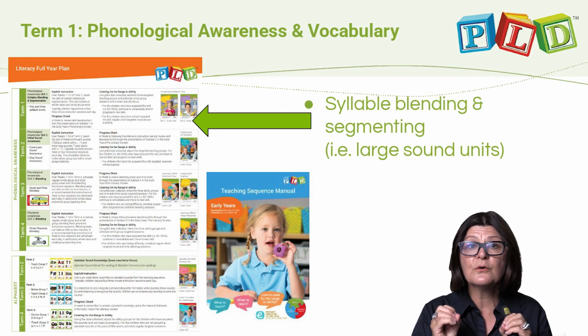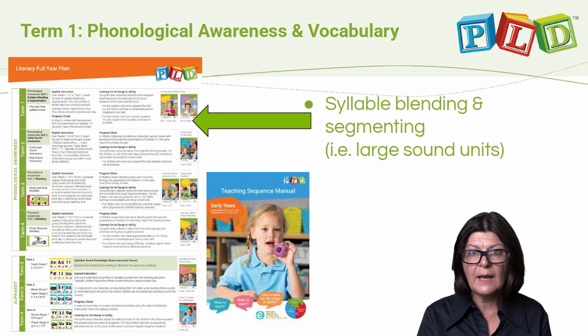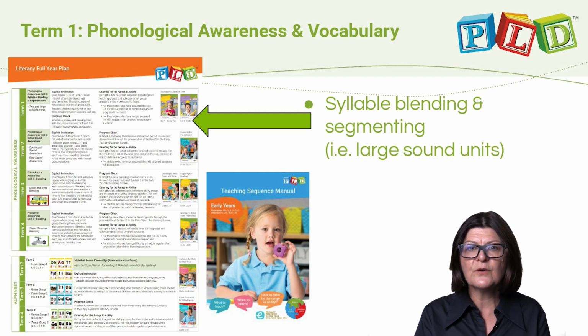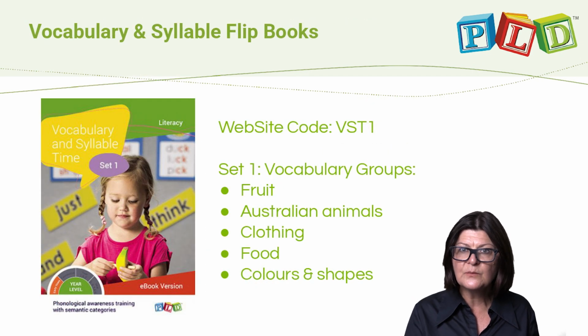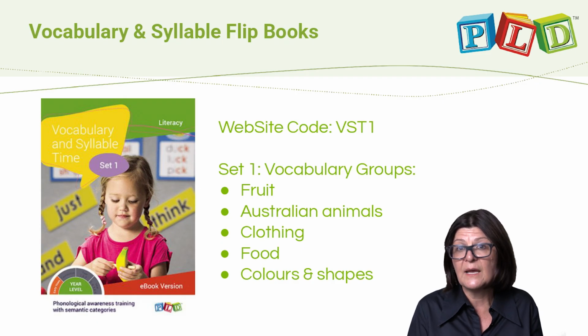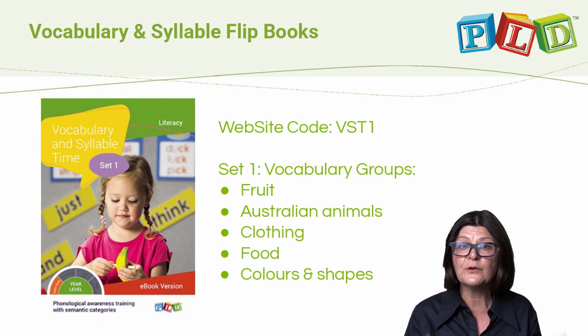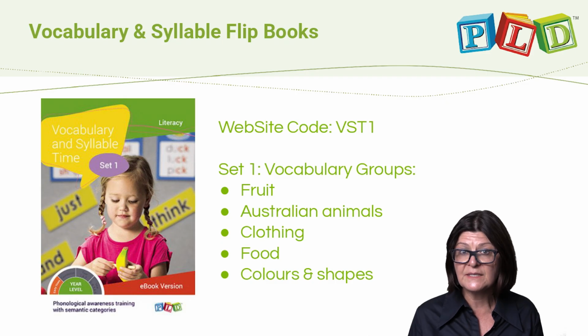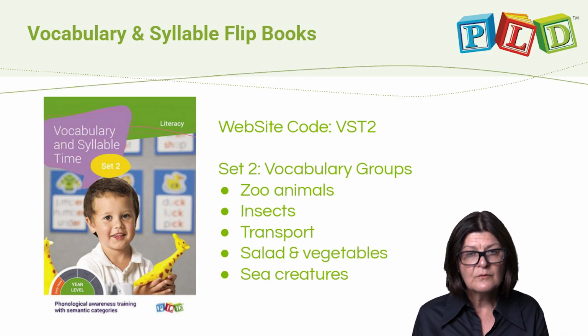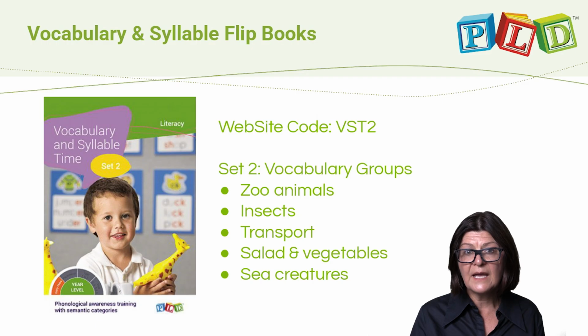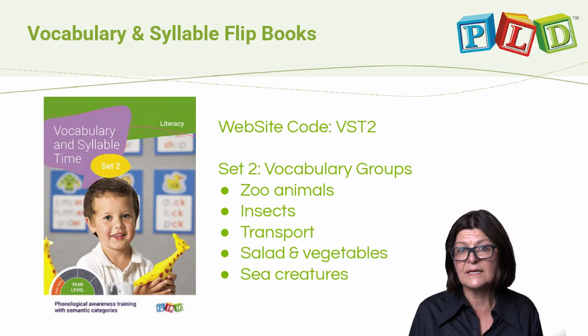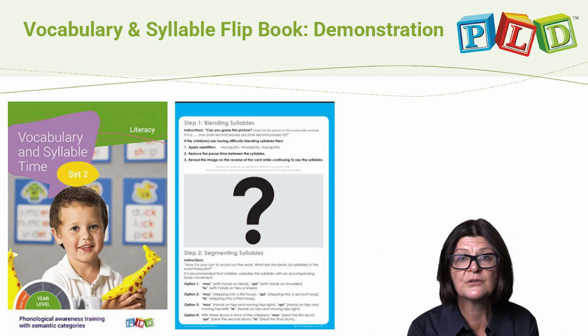In terms of your pre-literacy program, Term 1 involves a focus on phonological awareness, but also vocabulary. Blending and segmenting syllable units is of prime focus within Term 1. The vocabulary and syllable units that you'll be focusing on, using vocabulary and syllable time set 1, will be fruit, Australian animals, clothing, food, shapes and colours, and within that second flip book, zoo animals, insects, vocabulary, salad and vegetables, and sea creatures. A very quick demonstration.